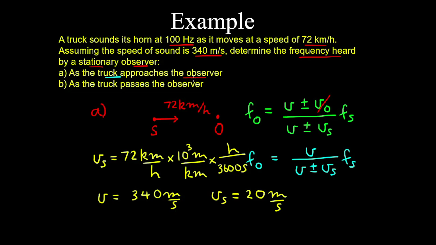So given that the source is approaching the observer, then we expect the frequency heard by the observer to be higher than that of the source. So what we get is fO is the speed of sound on the speed of sound minus the speed of the source, which is 320 meters per second, multiplied by the frequency of the source, which is 100 Hz. So that gives a frequency of around 106 Hz.